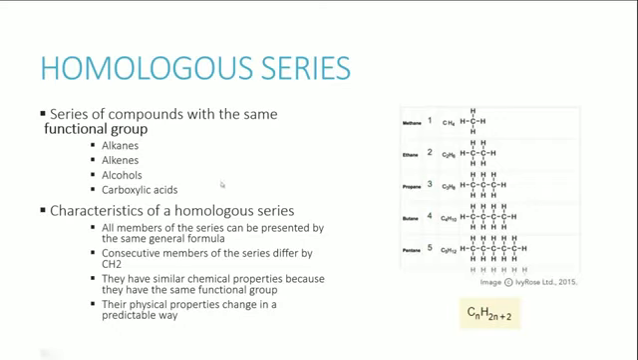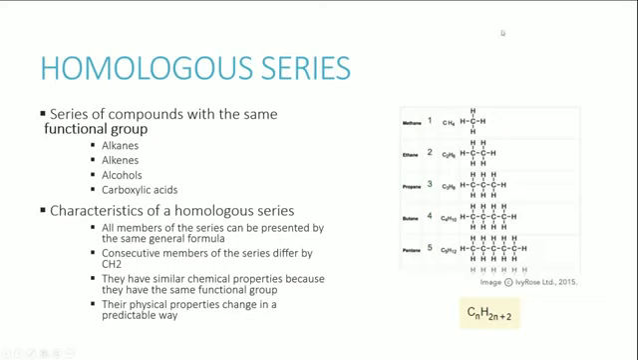So consecutive members of the series will differ by 1 carbon and 2 hydrogens, and they'll all share similar chemical properties because, again, I said functional groups dictate the chemical properties of the compounds, and every member of the homologous series will have that particular functional group, so you can expect the chemical properties to be similar. The physical properties along the series will actually also change in a fairly predictable way as well.